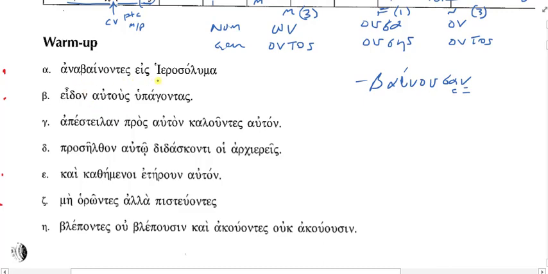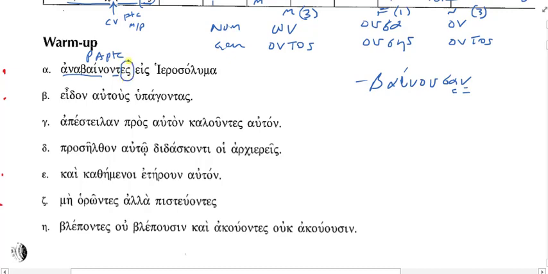Anabainantes eis Hierosaluma. Okay, now what does eis Hierosaluma mean? Yeah, to or into Jerusalem. Anabainantes. There's the anabain. There's my new tau. So you know this is what type of a verb form? It's a participle. Active or middle passive? Active. So present active participle.